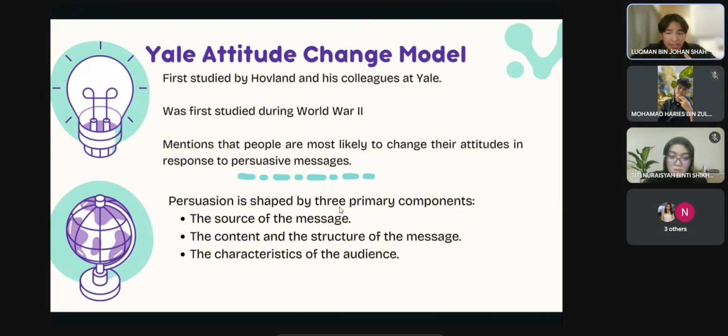And it is said in that model that it is shaped by three primary components. What is the source of the message, meaning the person spreading the message? What are the content and the structure of the message, meaning what is the actual message being spread and how it is structured? And what are the characteristics of the audience receiving the message? So these three primary components are what the entire model is mainly based upon. Okay, next.